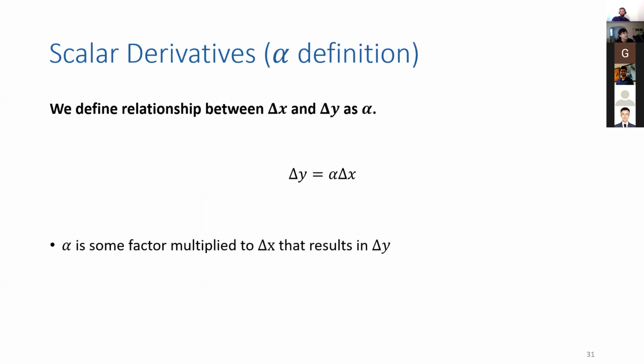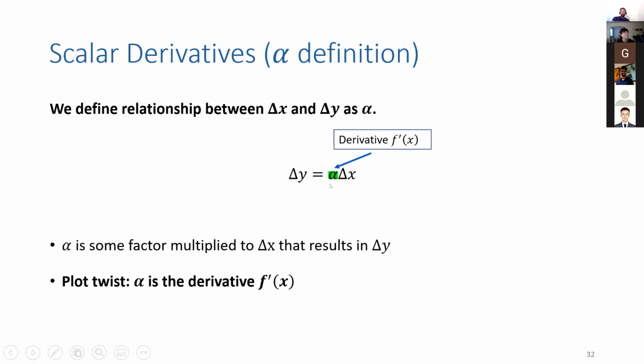And so what we do is we define the relationship between change in x and change in y as this constant, or this variable alpha. You could see alpha is being multiplied to delta x over here. And once you multiply them together, you should get delta y, which is the goal. And the cool thing is that alpha is actually the derivative, which is sort of counterintuitive. I didn't know about this, but yeah, you can derive the derivative in this way.